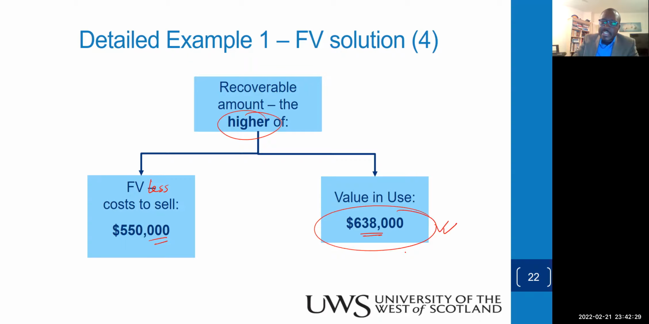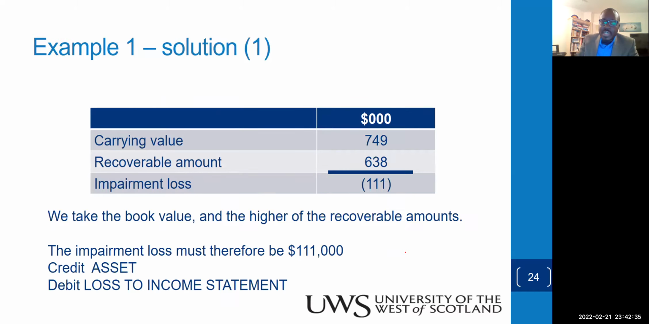Then we compare this 638,000 to the 749. What's the current amount? 749,000. What is the recoverable? 638. In effect, knock it off and you get 111. Now, this 111 is the impairment loss. Assuming there had been a revaluation surplus somewhere as a result of this same asset, or even a pool of assets, which we term the cash generating unit, what you have to do is go and run this against the surplus.